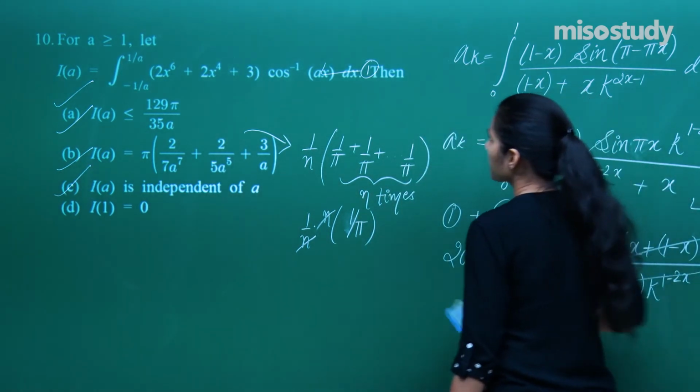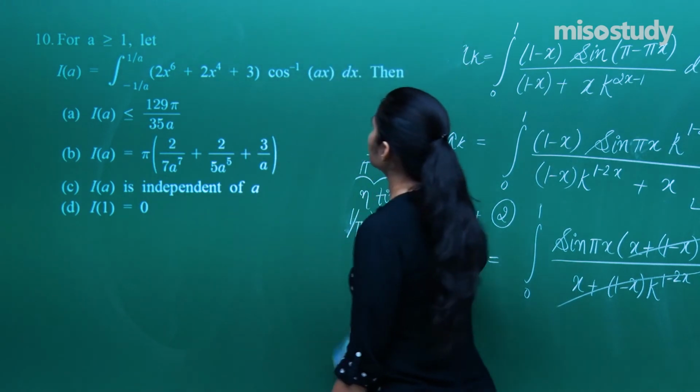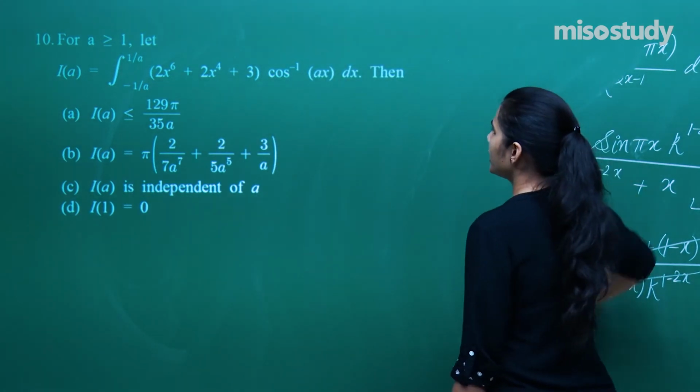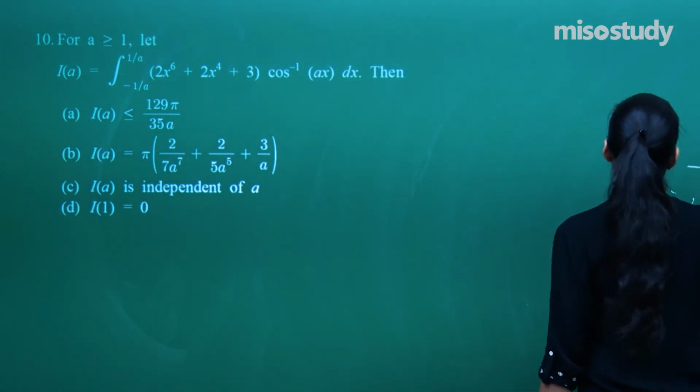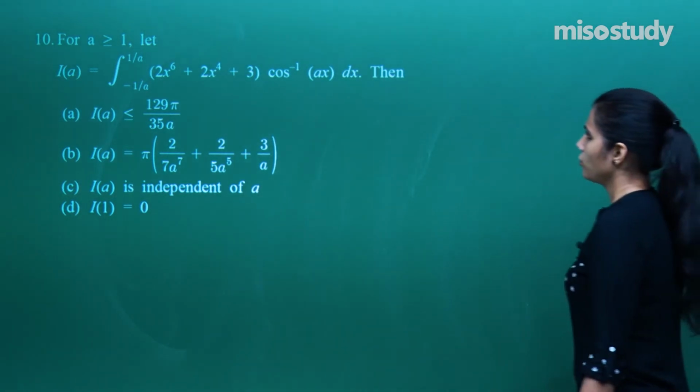Moving to the next question, what is it that we have? Let's see. For a greater than or equal to 1, I of a is given to us as an integral depending upon a. Then we need to answer the following queries. Let's talk about them now. What is it that we have?